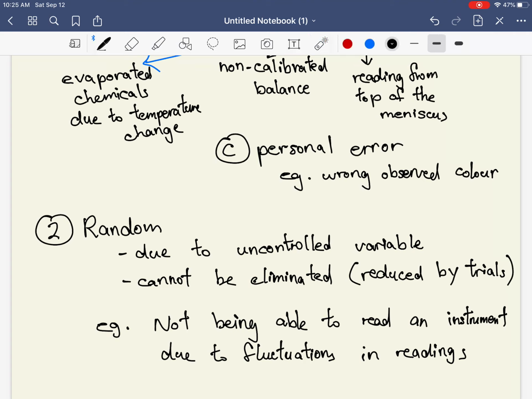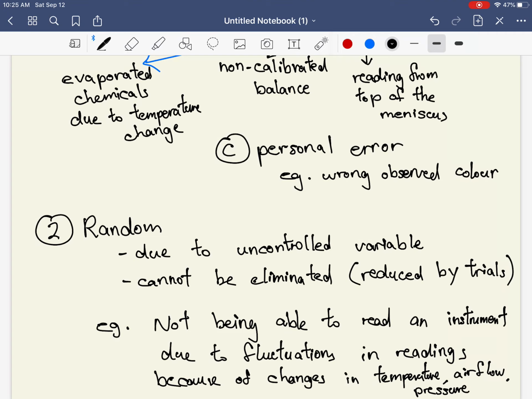Why does it fluctuate like that? Well, that's because of changes in the environment, like temperature. That's never constant. The airflow of your lab, sometimes a gush of wind comes by, or maybe the air pressure wherever you're at. If that were to fluctuate, trust me, whatever you're measuring is going to be off. That's just the way it is. So that's what we meant by random errors.